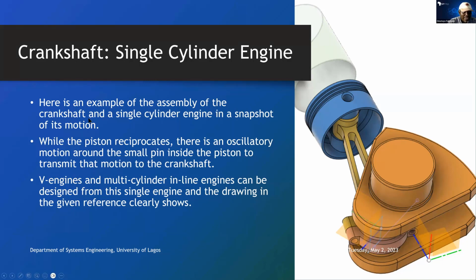Here's an example of the crankshaft. Here's the example of the crankshaft and the single engine cylinder in a snapshot of its motion. You will see an animation of the motion in some of the videos I'll share. While the piston reciprocates, there's an oscillatory motion around the small pin inside the piston. So what we are saying is that as this thing is going up and down, there is some oscillating motion, this left and right, left and right, left and right here, that is going on here.